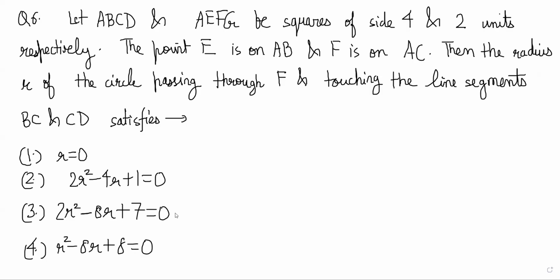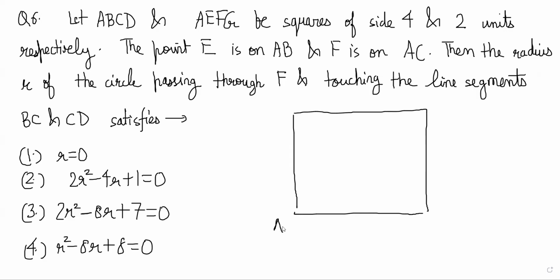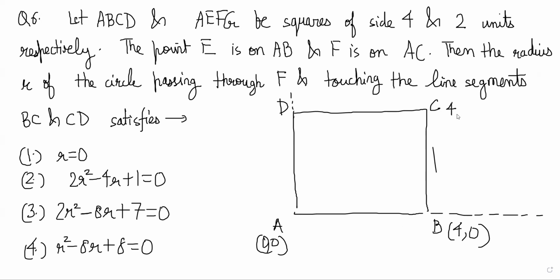Okay, so we have to draw two squares. One square has side 4 units and one square has side 2 units. And then we have to mark these points properly. So let's try to think about it. We have one square like this, ABCD. In this problem, it will be convenient if you choose your y axis like this, x axis like this. So A will become (0, 0). This square is side 4 units. So this is (4, 0). This is (4, 4). This is (0, 4).